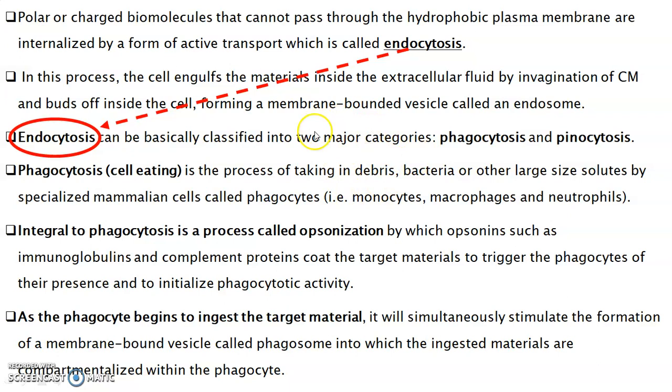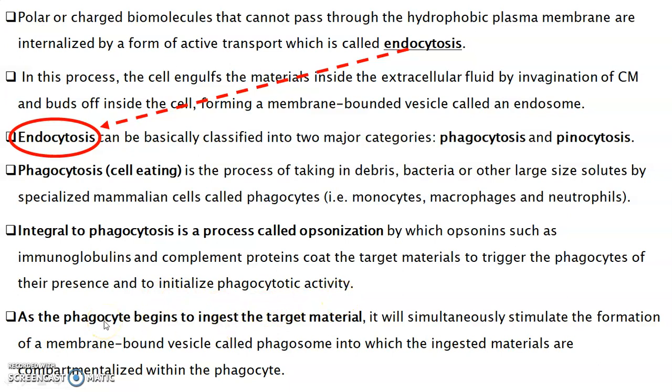In case of phagocytosis, which is known as cell eating, it is the process of taking in debris, bacteria or other large sized solutes by specialized mammalian cells which are called phagocytes. These phagocytes are basically monocytes or macrophages as well as neutrophils. Integral to phagocytosis is a process called opsonization, by which opsonins like immunoglobulins and complement protein coat the target materials to alert the phagocytes of their presence and to localize the phagocytic activity.